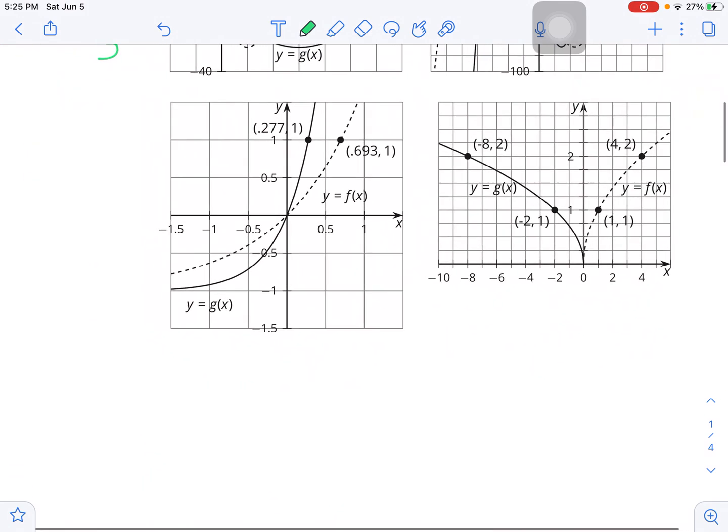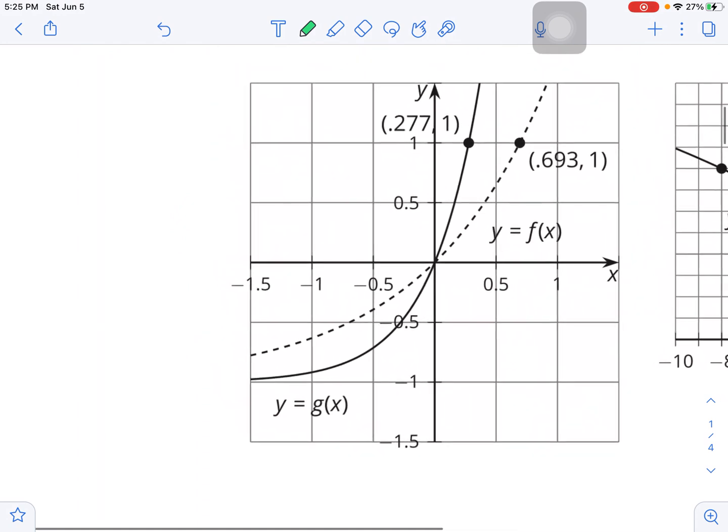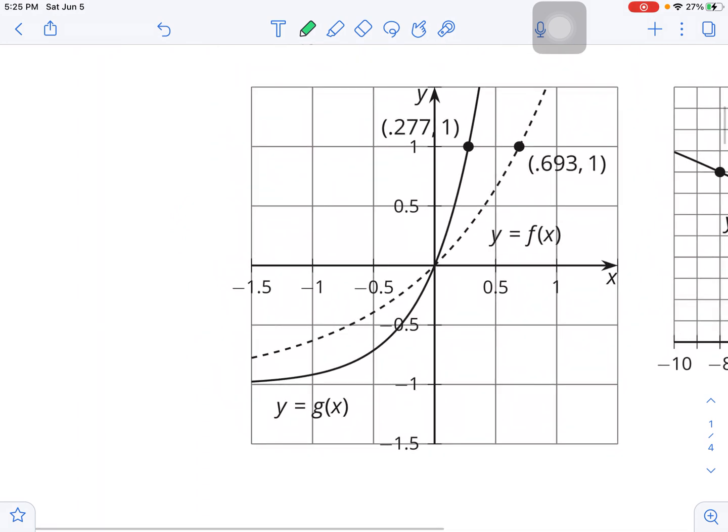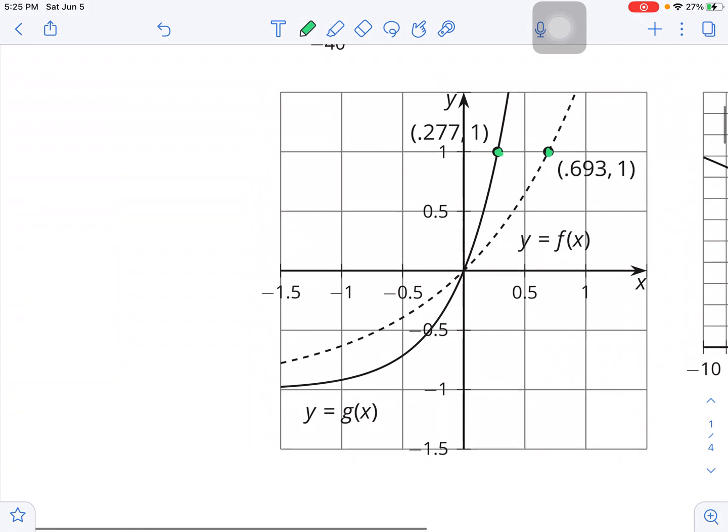Okay, from f of x to g of x here, it looks like a compression. So because g of x is this one and f of x is the dashed one in this case, we're compressing that function a bit. Our y output values are staying the same, so it's a horizontal compression.